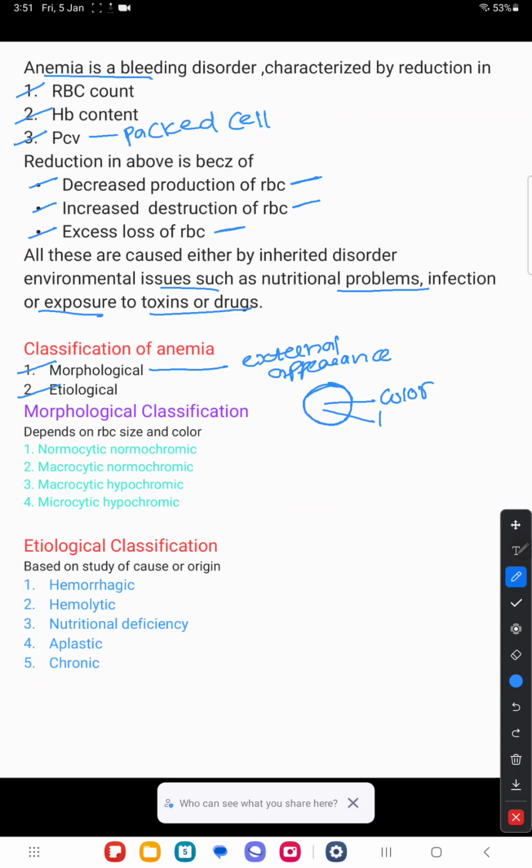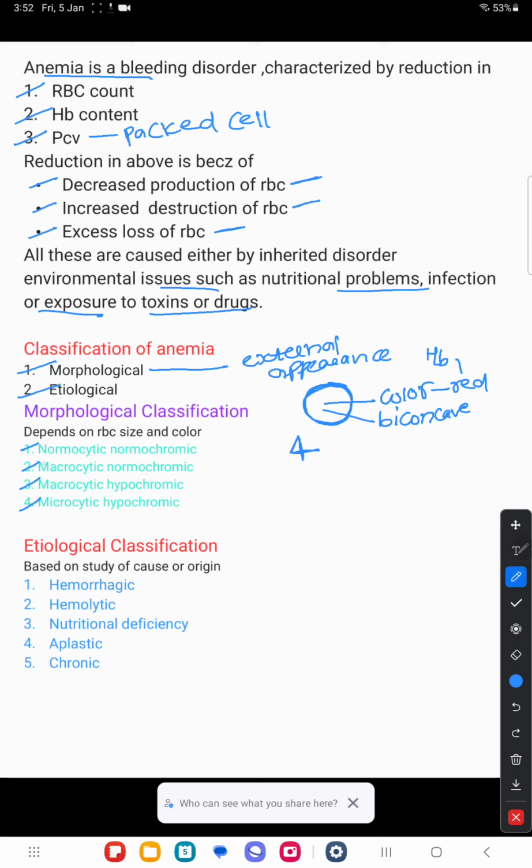What is the RBC shape? It is biconcave, right? And the color is red. This red color is provided by HB. So based on this external appearance, which is known as morphological classification, anemia is divided into four types: normocytic normochromic, macrocytic normochromic, macrocytic hypochromic, and microcytic hypochromic.